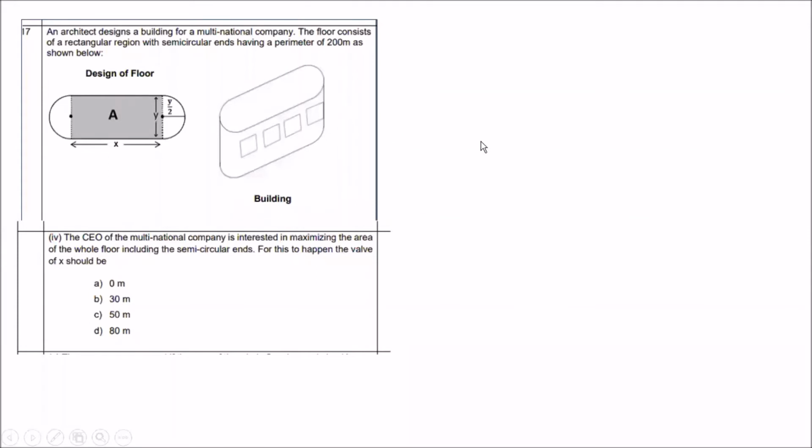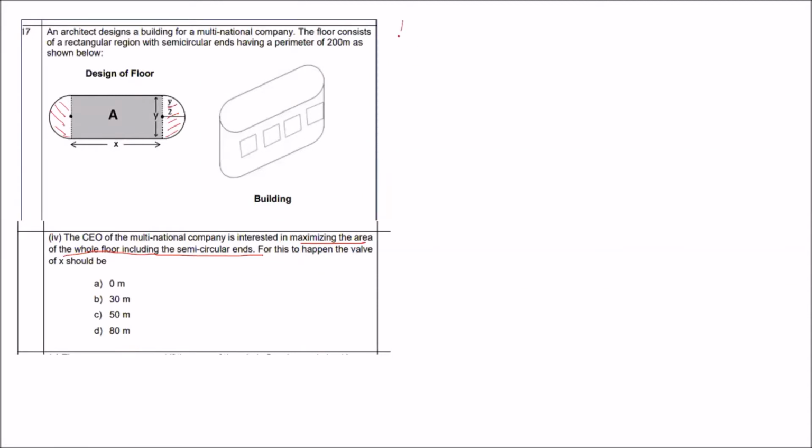Now we are coming to fourth part. The CEO of the multinational company is interested in maximizing the area of the whole floor, including the semicircular ends. That means in the area he wants to include this. To find maximum area, what would be the value of x? What should be the value of x so that we'll get maximum area, including this semicircle?